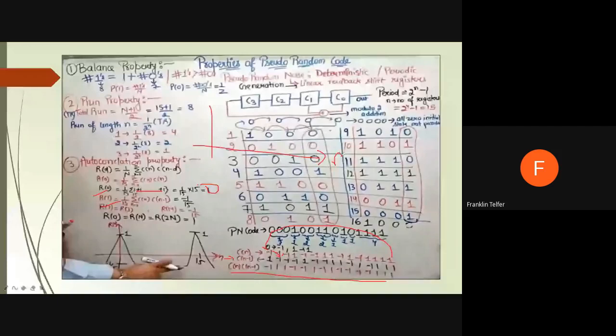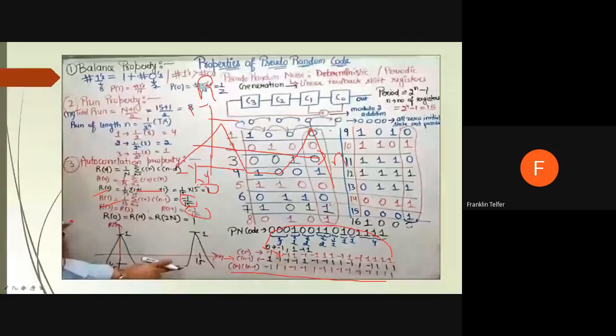So the maximum you have is 1, and the negative value you have is minus 1 by 15, because we have some minus values here. Two minus values you have. So you will get a distribution like this. In this way you can find out the autocorrelation property, and find out how the bits have been correlated together with respect to a delay sequence.